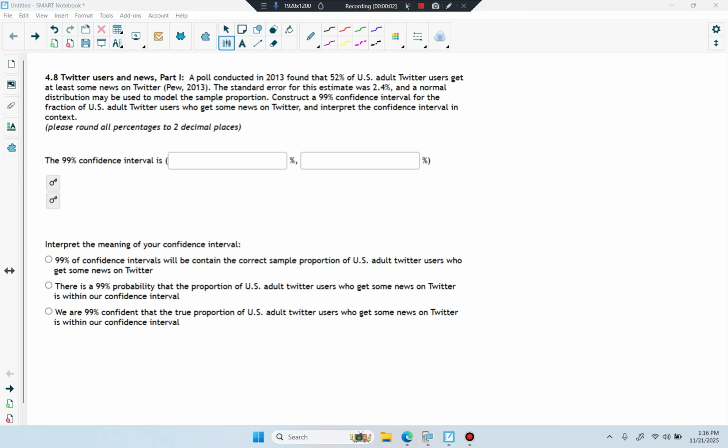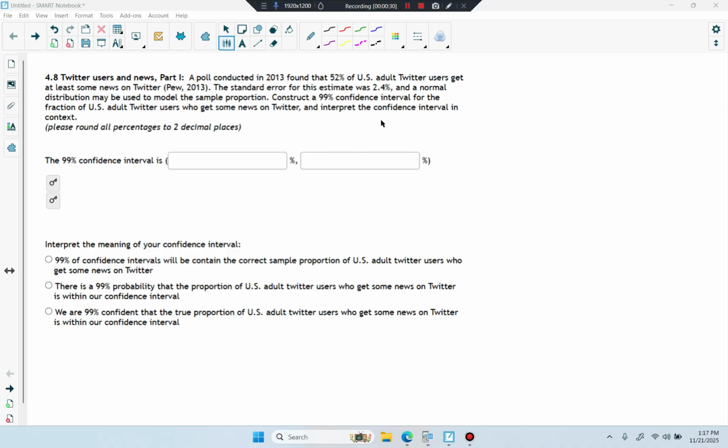Okay, it says a poll conducted in 2013 found that 52% of U.S. adult Twitter users get at least some news on Twitter. I guess this should be X now, but the standard error for this estimate was 2.4%, and a normal distribution may be used to model the sample proportion. That just means it follows the normal distribution. Construct a 99% confidence interval for the fraction of U.S. adult Twitter users who get some news on Twitter.